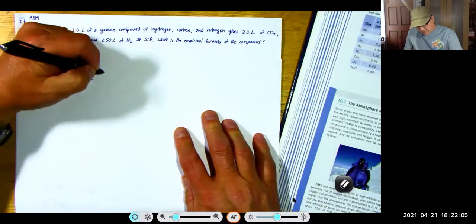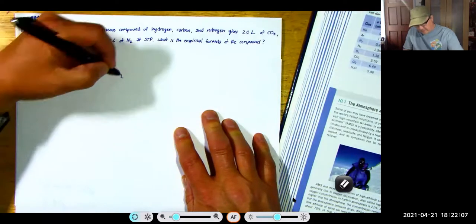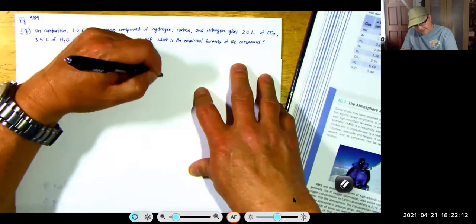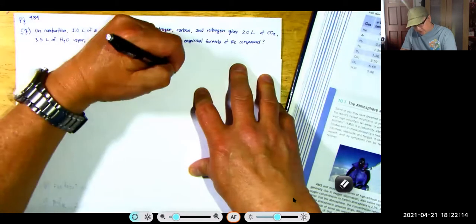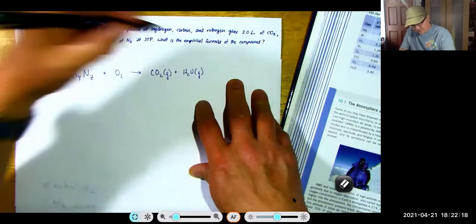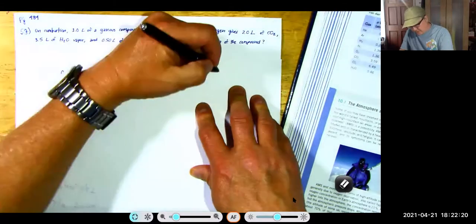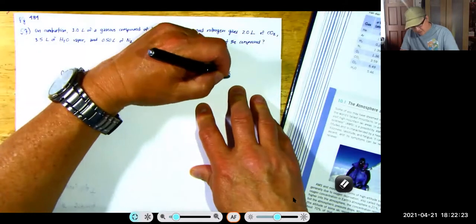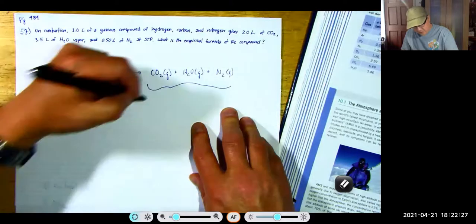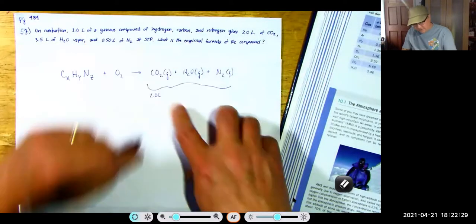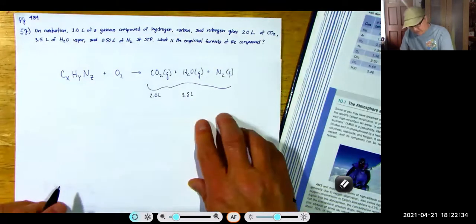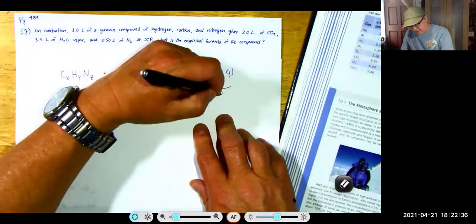We're going to react it with oxygen, and we're going to get CO2 gas plus H2O gas plus N2 gas. Now, for all of these gases, we get respectively 2.0 liters of CO2, 3.5 liters of H2O, and 0.50 liters of N2.